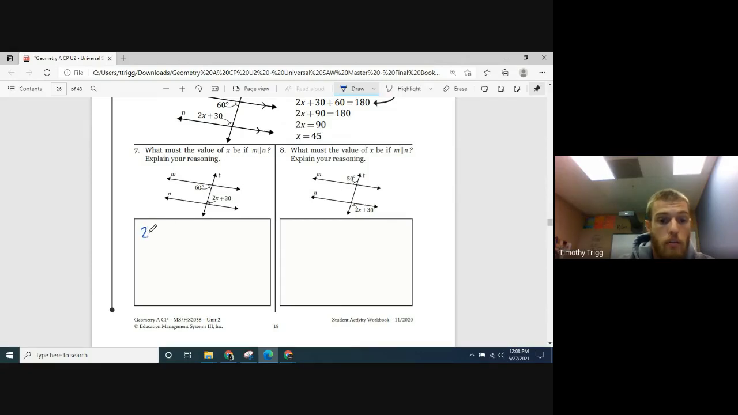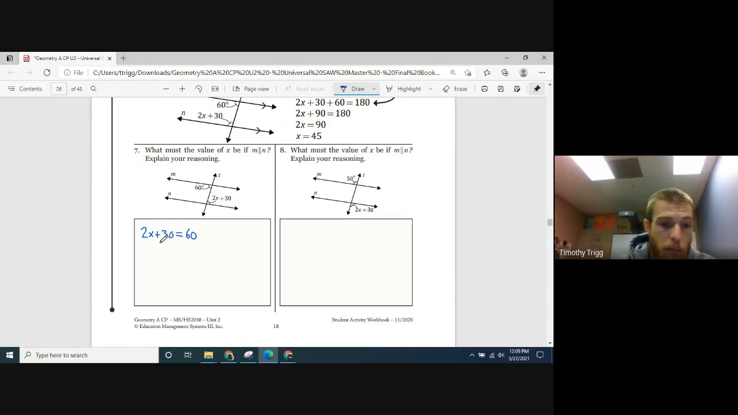So 2x plus 30 will equal 60 because they are congruent to each other. So when you see that the relationship between these two angles is that they're congruent to each other, we would just put these two things equal to each other and solve for x. So hopefully you remember from algebra how to solve for x here.